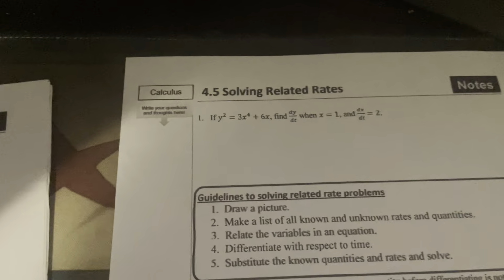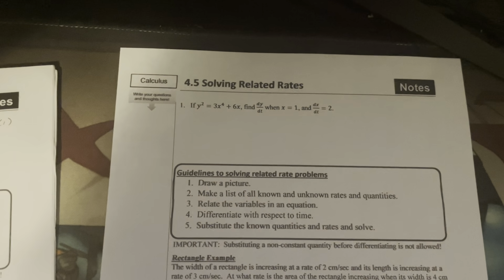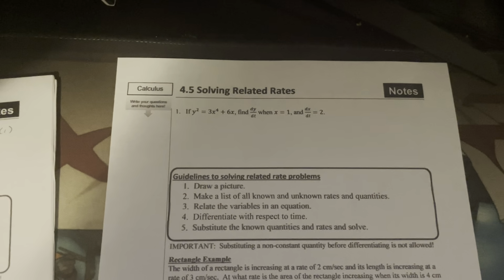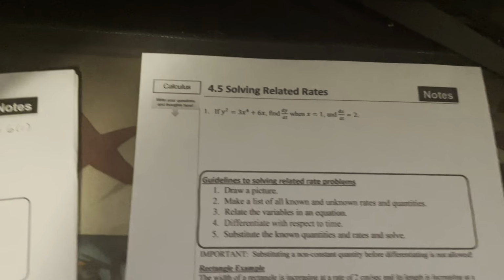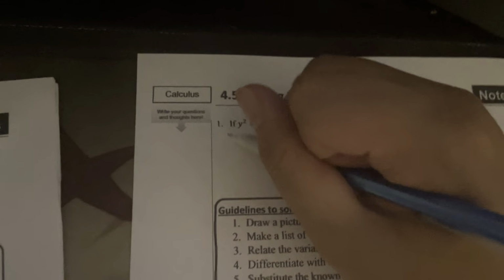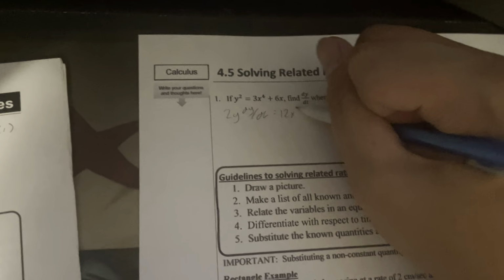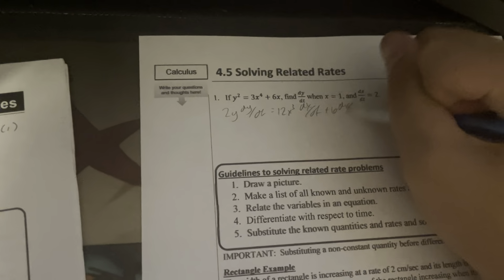Unit 4.5, solving related rates. If y squared equals 3x to the power of 4 plus 6x, find dy/dt when x equals 1 and dx/dt equals 2. So first you have to find the derivative. So this is 2y dy/dt equals 12x cubed dx/dt plus 6 dx/dt.